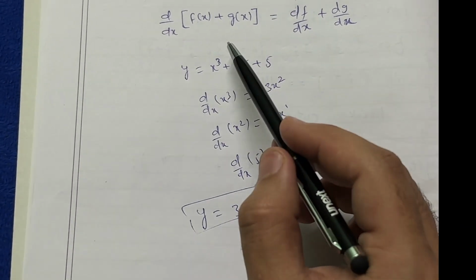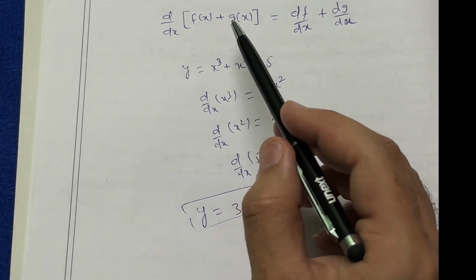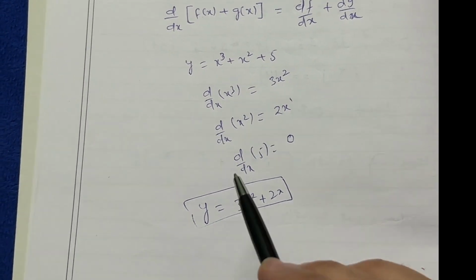So the final conclusion is never differentiate the whole expression at once. Go term by term. Okay, then add it. That will be your final answer.